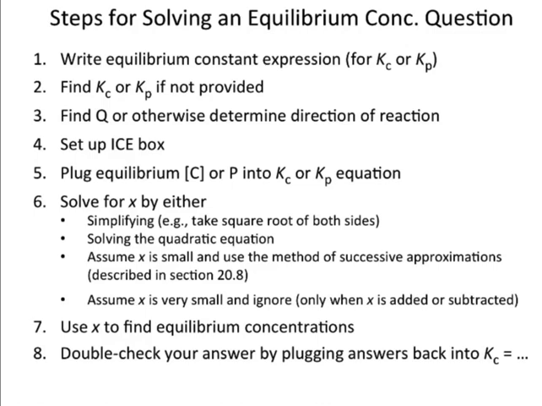Another thing you can do is you can assume x is small compared to everything else, and then either approximate it, or you can ignore x whenever it's added or subtracted from something. And we do this a lot when we do Ka, because that happens. But generally that's an assumption. You have to make sure it's a good time to use the assumptions, and we'll talk about that later. All right, number 7, once you have x, plug it into the bottom line of your ICE box and figure out what your concentrations are, and then please double check.